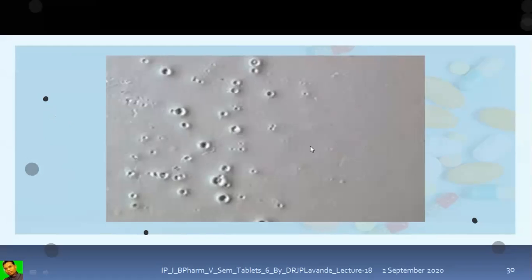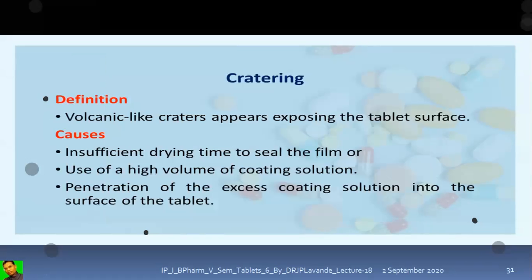The more will be the quantity of the coating solution, the less will be the drying time, isn't it? Less will be the speed. So these might be the reasons. Just by applying common sense, we can have an idea. Let us see in detail what these are. Insufficient drying time to seal the film. Very correct. Insufficient drying time. Use of a high volume of coating solution. Yes, the larger volume of the coating solution. Penetration, or sometimes the sudden pouring of the coating solution, that is also a reason.